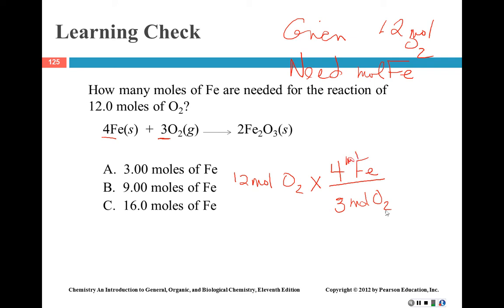Okay, and so then that gives me, and you can cross multiply if you're good at algebra, or you can just say everything on the top divided by everything on the bottom. So that's 48, and of course moles cancel. That's 48 divided by 3, and I believe that is 16. Is it? Let's check. 48 divided by 3, yes, 16. 16 what? Moles of iron. So our answer is C.